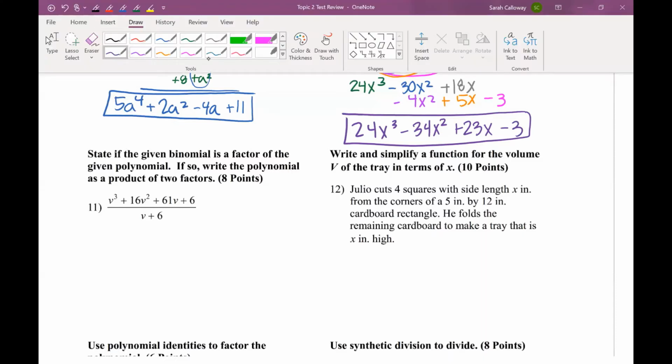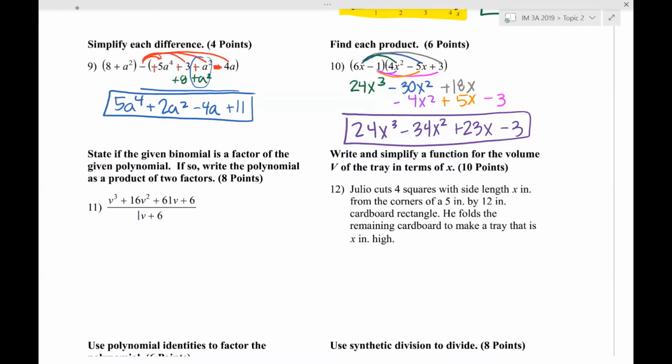When I look at my divisor, notice that it is linear with a leading coefficient of 1, and so that tells me that I can use synthetic division. Since it's b plus 6, its 0 would be negative 6. I'm going to write that out there, and then list the coefficients of my dividend. Notice that I'm not missing any terms: 3rd power, 2nd power, 1st power, constant. So I'm going to write a 1 for the leading coefficient, 16 for the next one, then 61, and 6. We want this to equal 0. If it does, then yes, it's a factor and we're going to write out our answer. If not, we're going to just say no.